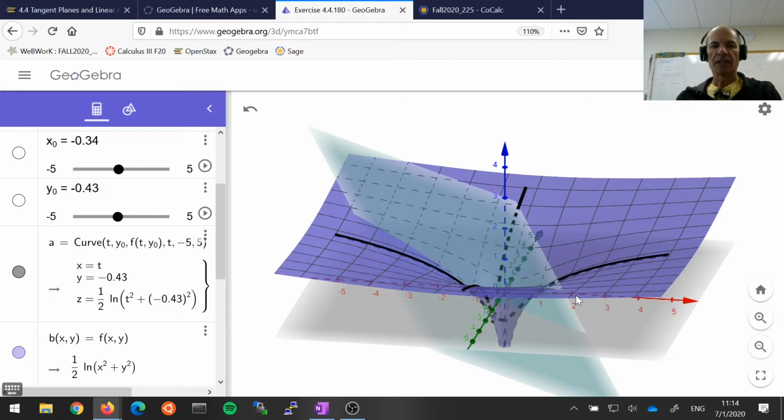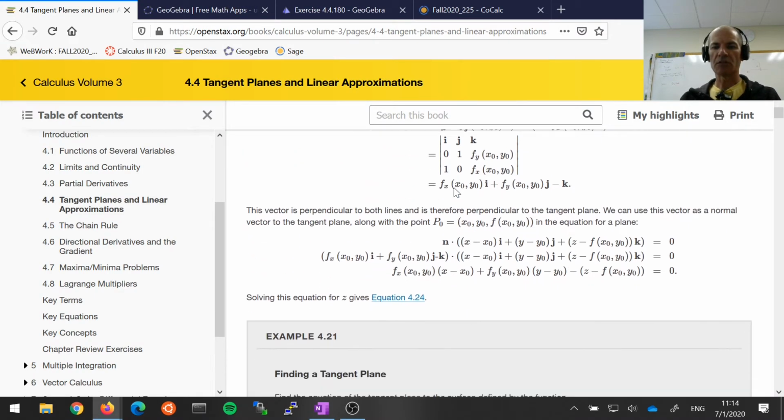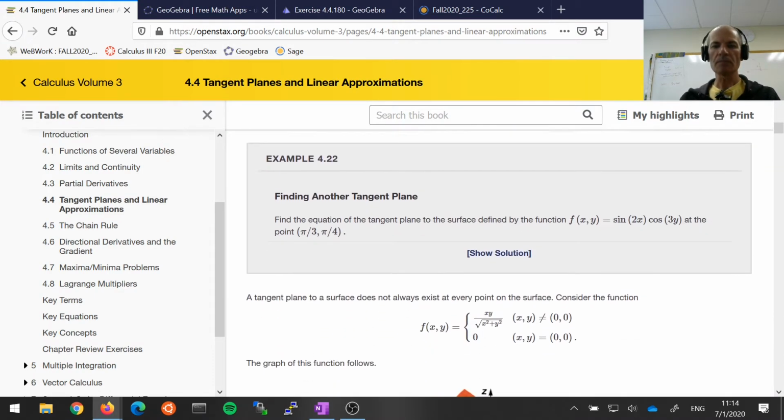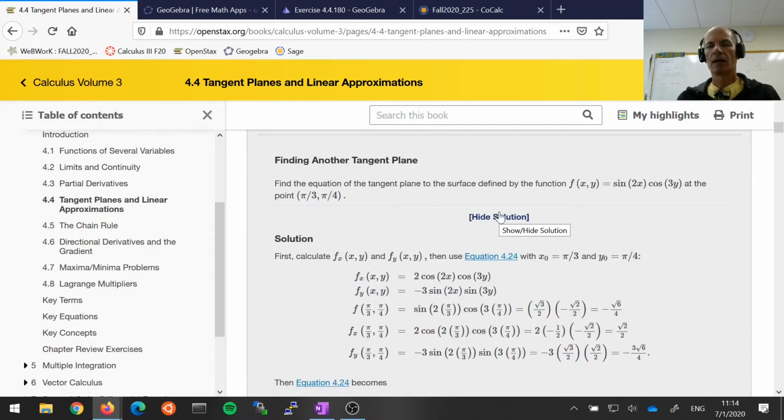Just to reinforce this idea, let's go back to the textbook and look at example 4.22. So we're given another surface, sine of 2x cosine of 3y, and we want to find the tangent plane at the point in the domain pi over 3, pi over 4. Let's just walk through the solution here. In order to build a tangent plane, we of course need the partial derivatives. So we compute the partial derivatives, and then we evaluate those partial derivatives at the point of tangency, pi over 3, pi over 4.